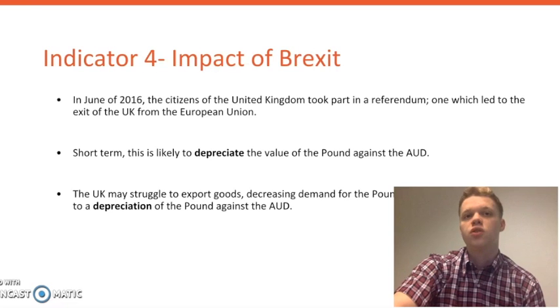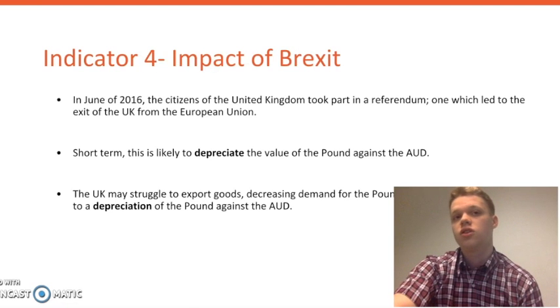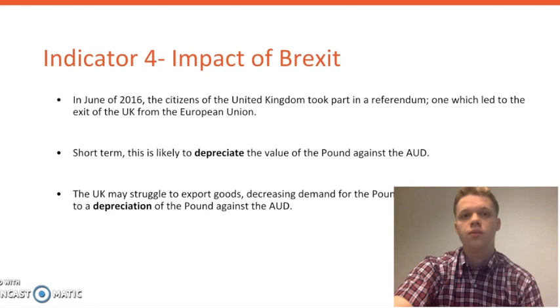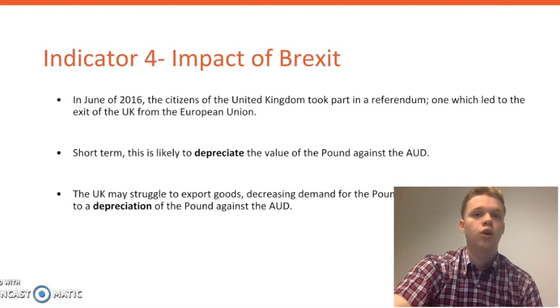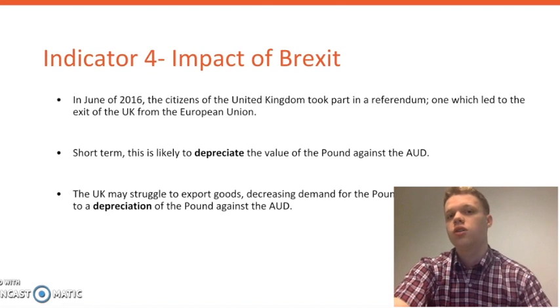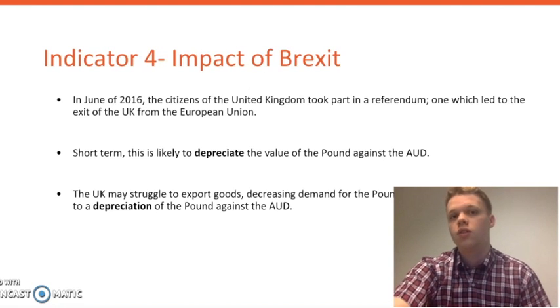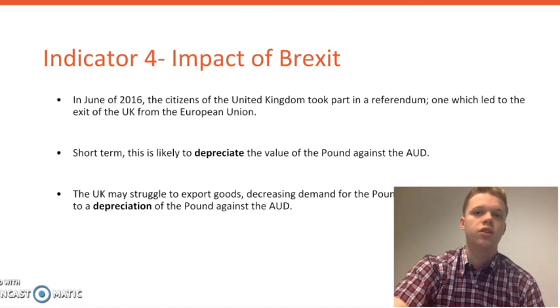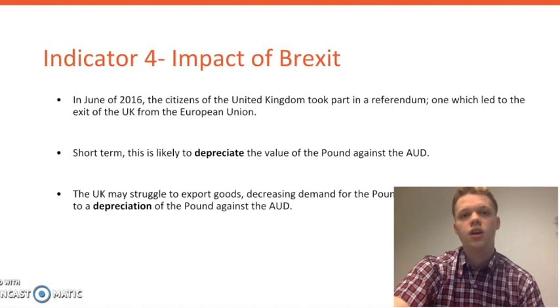In the short term, this poses significant problems. If the UK is struggling to export its products to the rest of Europe, the demand for the pound will obviously decrease, leading to an appreciation of the AUD against the pound. There may also be some issues in terms of immigration into the UK from other nations within Europe, likely slowing the growth rate of the population in the country, and subsequently slowing economic growth as the population may struggle to grow and the labour force weakens. This decrease in production levels and economic growth will likely lead to a lower demand for the pound, and ultimately an appreciation of the AUD against the pound.